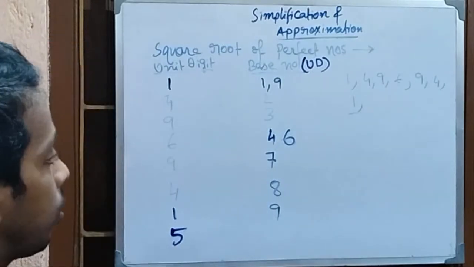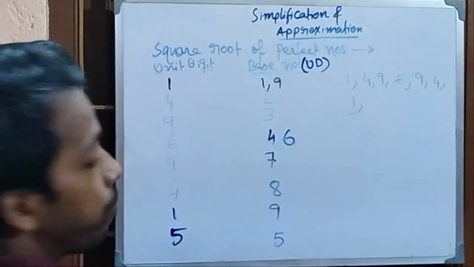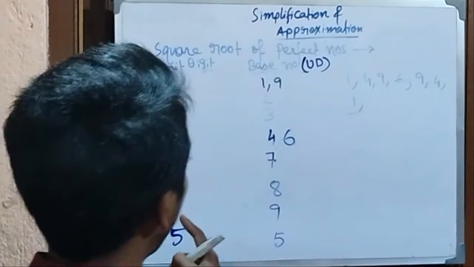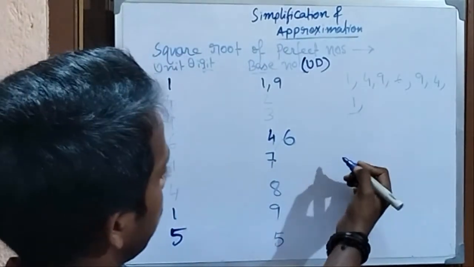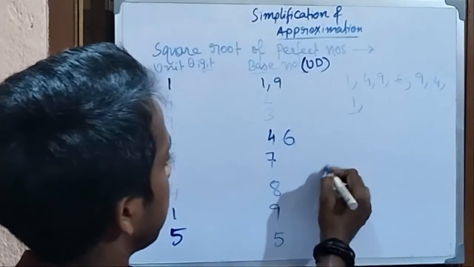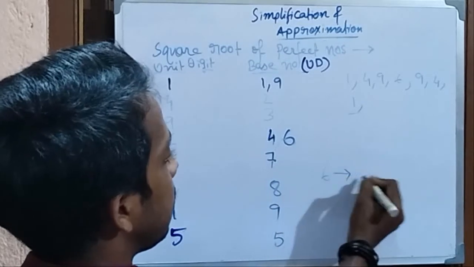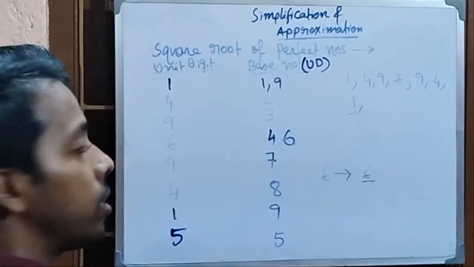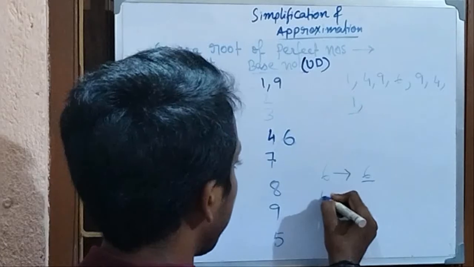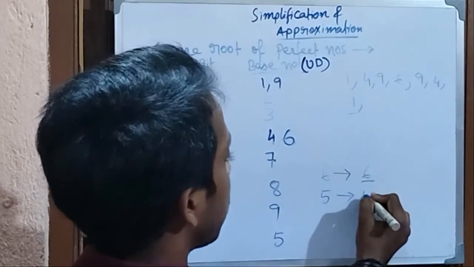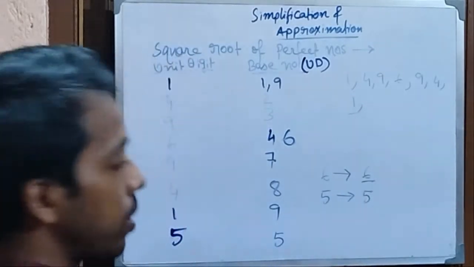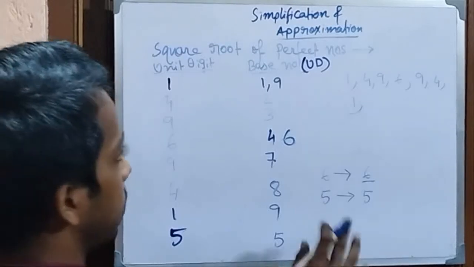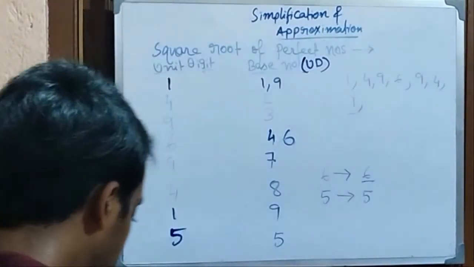And 5, only 5. See, one important thing you can visualize here: in case of unit digit 6, the base number has the same unit digit. In case of unit digit 5, the unit digit of the base number is also 5. This is okay. This is it.